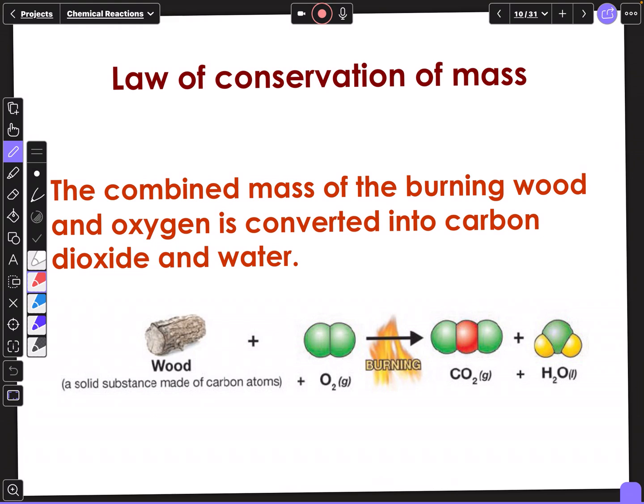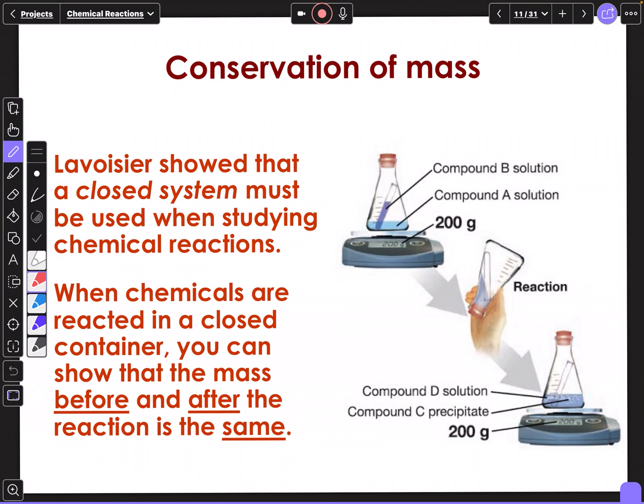So if you had 10 grams of this and 10 grams of this, then your products together would add up to 20 grams, the same on each side of the arrow. And also it means you have to have the same number of atoms on each side of the arrow. Lavoisier showed that a closed system must be used when studying chemical reactions. When reactions are carried out in a closed container, you can show that the mass before and after the reaction is the same.